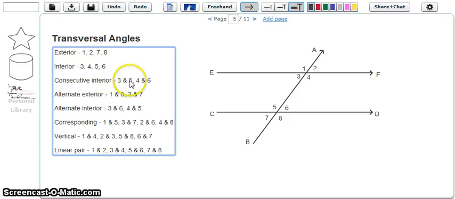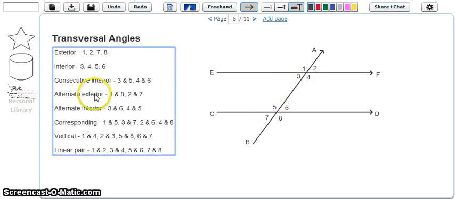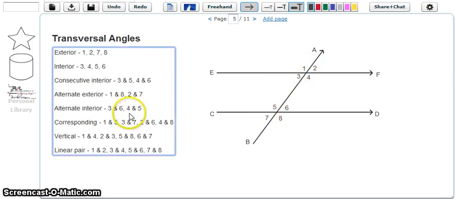Consecutive interior angles are 3 and 5, and 4 and 6. Consecutive interior means that they're simply on the interior and they're on the same side. Alternate exterior angles would be 1 and 8 and 2 and 7. This is because they are on the exterior, on the outside, and alternate means that you've crossed the line, which you see we can do with 1 and 8 and 2 and 7.